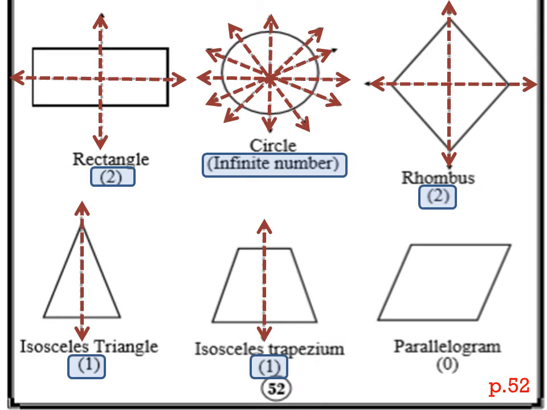In the parallelogram we do not have any line of symmetry. There is no line to cut it or divide it into 2 identical halves. So in the parallelogram we don't have any line of symmetry, so the number here will be 0.